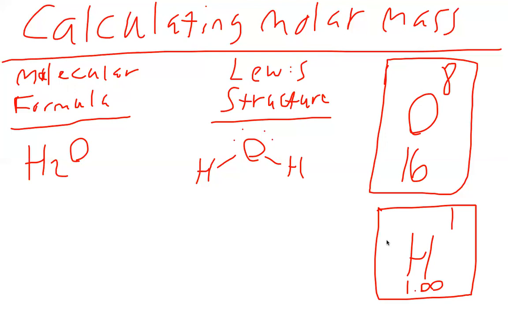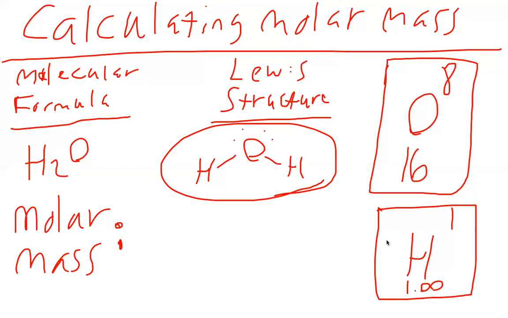So what's the molar mass going to be? How do we find this molar mass? Okay, Jalen, take a look at this molecule. How many hydrogens do we have and how many oxygens do we have? We have 1 oxygen, 2 hydrogens. Good. So 2 hydrogens and 1 oxygen. And Valeria, what's the molar mass of an oxygen atom?